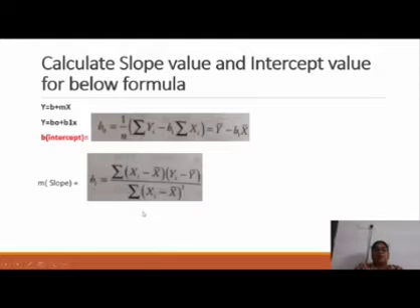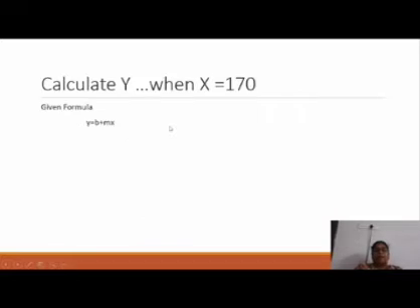Similarly, if you want to calculate the slope, b1 is equal to summation of xi minus x bar into yi minus y bar, divided by summation of xi minus x bar whole squared. We have already studied the slope formula. So this is the intercept formula, and this is the slope formula. So for linear regression y is equal to mx plus c, we have to calculate m with this formula, and b with this formula.